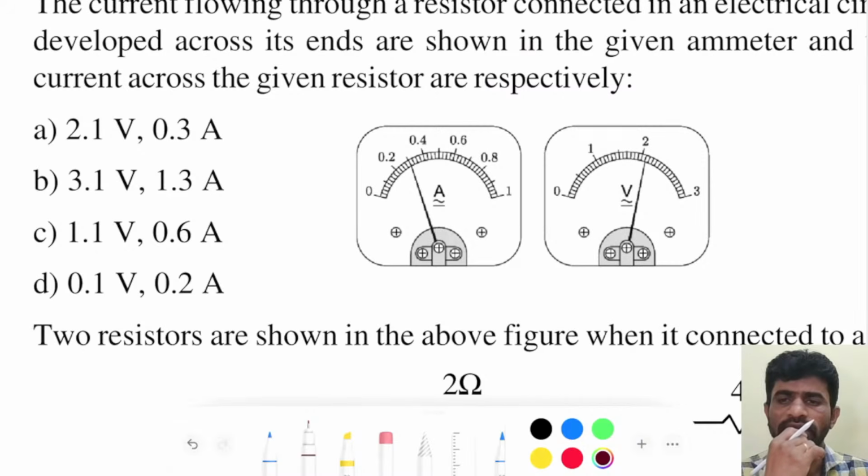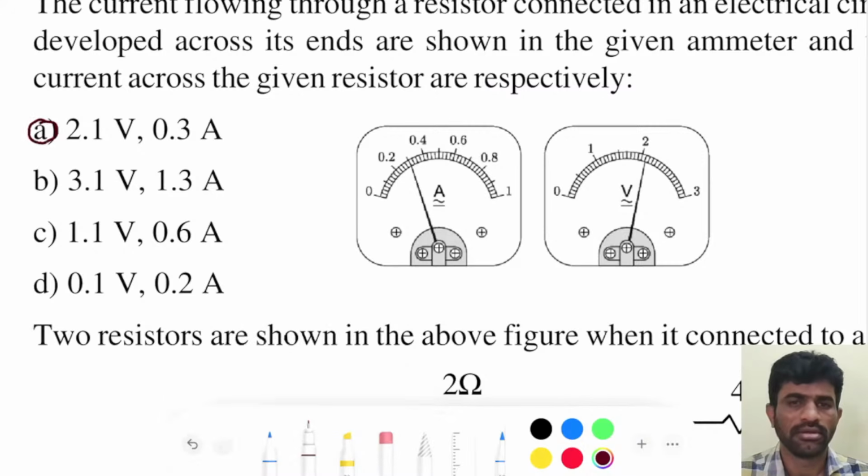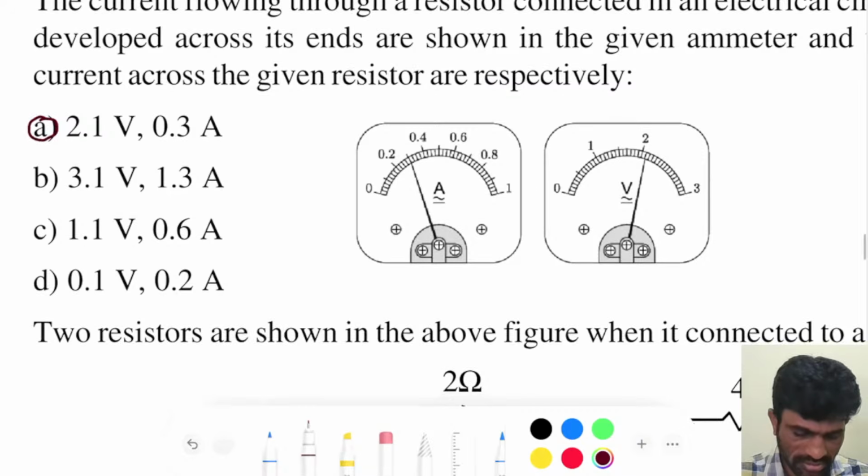Did you find out which option is correct? Option A is correct. So 2.1 volt and 0.3 ampere is correct. The first option is correct.